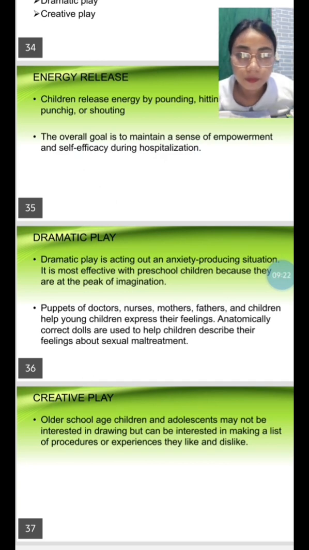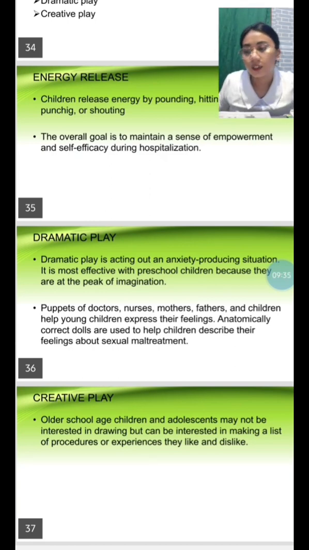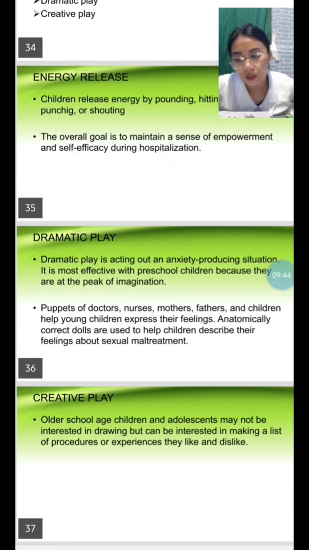And lastly, creative play. Older school-age children and adolescents may not be interested in drawing but can be interested in making a list of procedures or experiences they like and dislike. Some children are too angry to be able to act on their feelings through dramatic play. However, they may be able to draw a picture that expresses their emotions or conveys the extent of their knowledge.